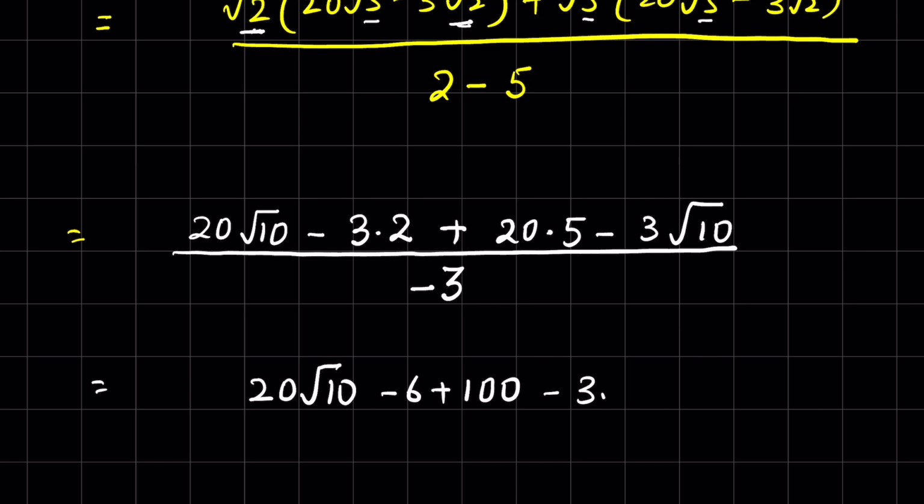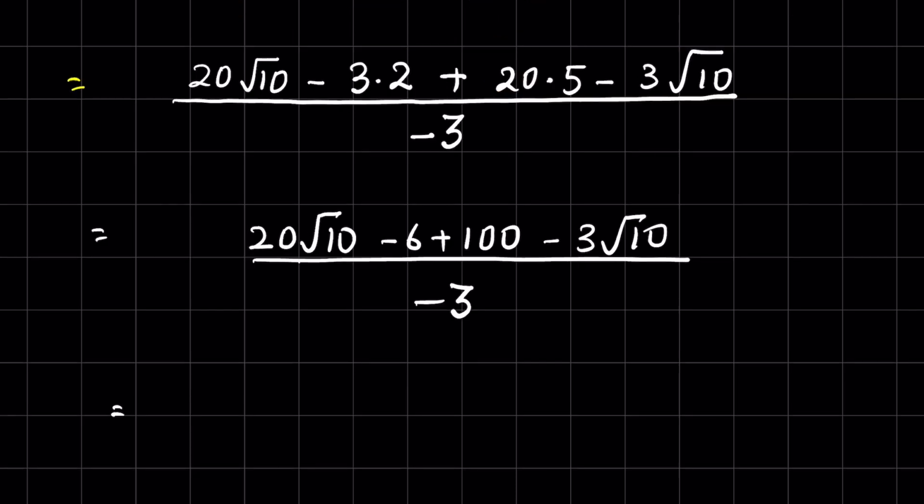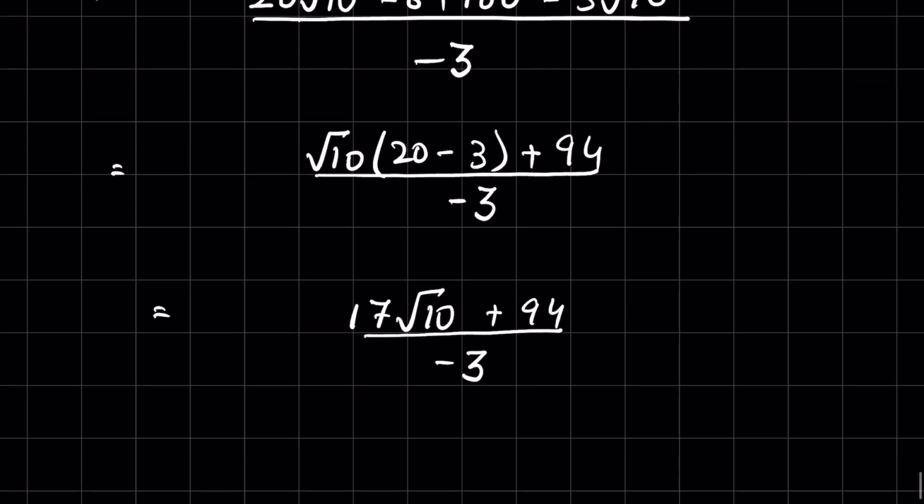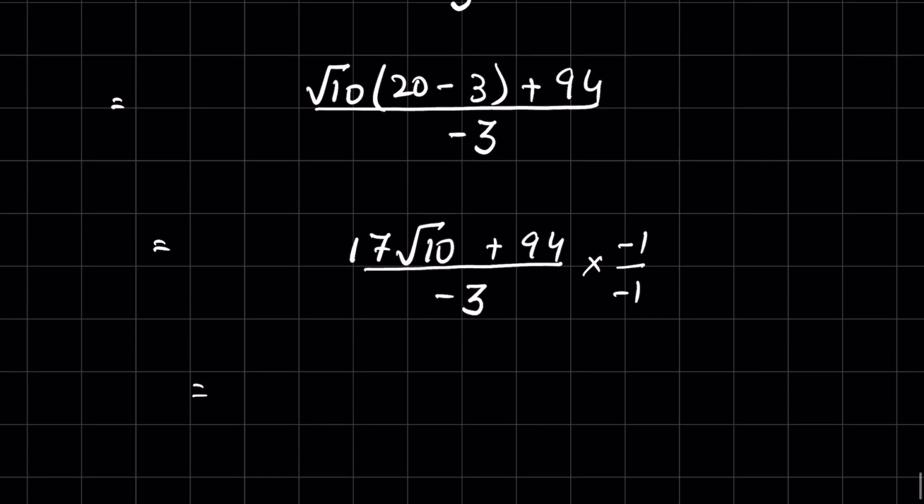Or 20√10 − 3 times 2 is −6, plus 100 − 3√10, upon −3. Or we can take √10 common and write √10 times (20 − 3) + 94 upon −3, or (17√10 + 94) upon −3. Let's multiply and divide it by −1 so that the negative goes to the numerator, minus minus plus. So this will be (−17√10 − 94) upon 3.